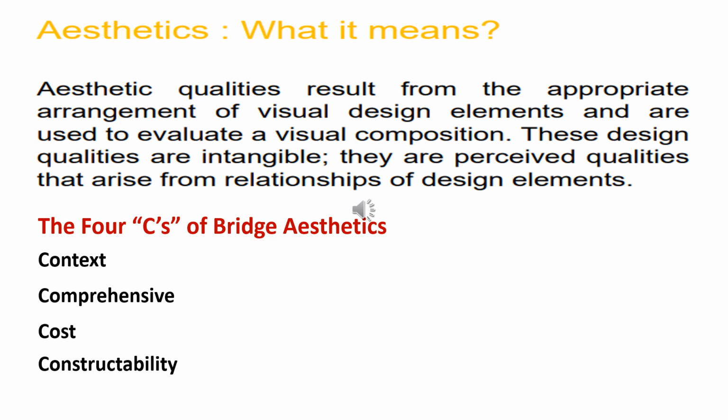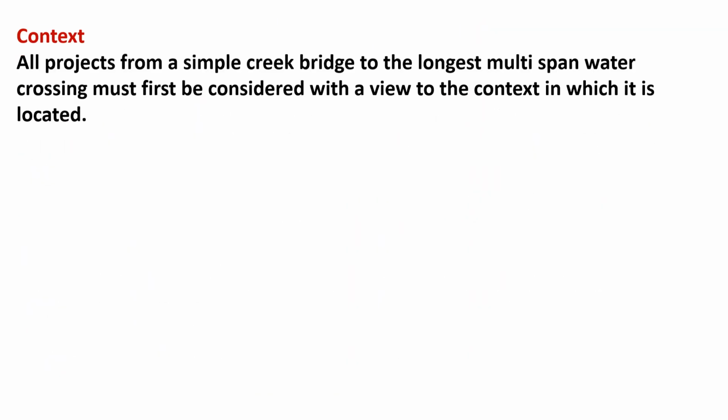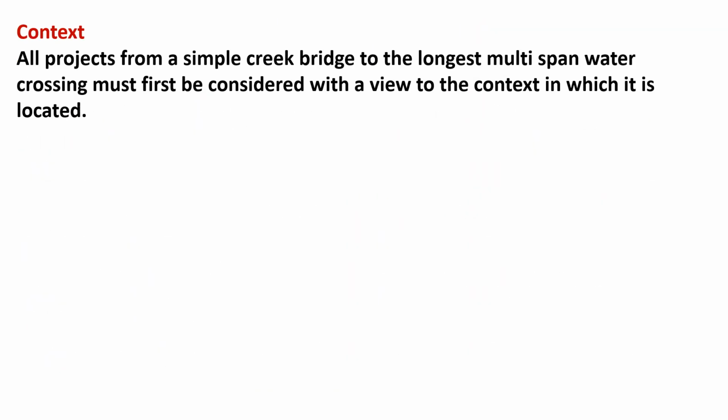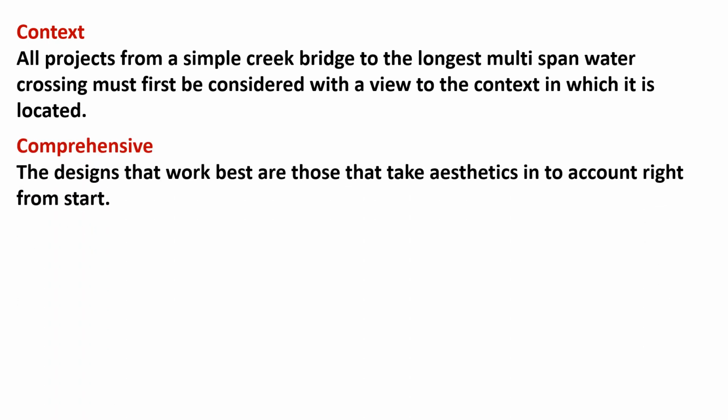First, we have the context, followed by comprehensive, cost, and constructability. Speaking of context, all projects from a simple creek bridge to the longest multi-span water crossing must first be considered with a view to the context in which it is located. Now, when do we say comprehensive? The designs that work best are those that take aesthetics into account right from the start.